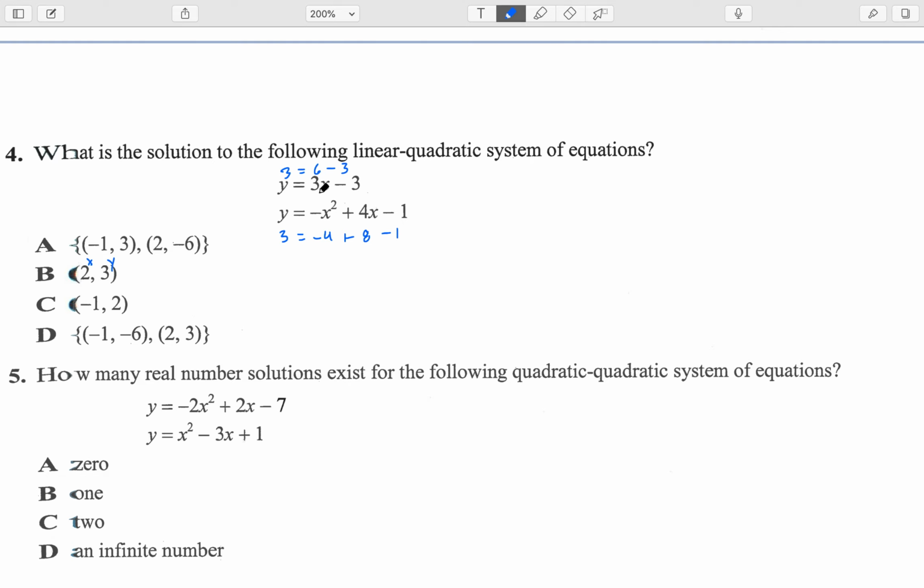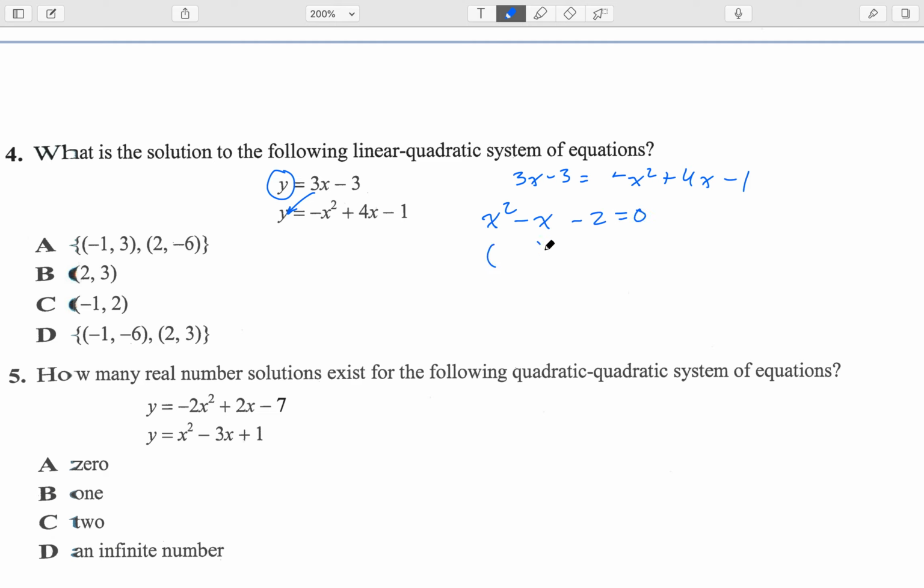Maybe I should either graph these or do this by algebraic means. You know what? This one's not that bad. It's in fact beautiful to do it algebraically because you've already solved for y. y is equal to this. I can take that and plug it right into there. If y is equal to 3x minus 3, then 3x minus 3 is equal to negative x squared plus 4x minus 1. So let's bring that positive x squared over. x squared minus 4x plus 4x, minus 1, plus 1, minus 3x, plus 3, minus 2 is equal to 0.